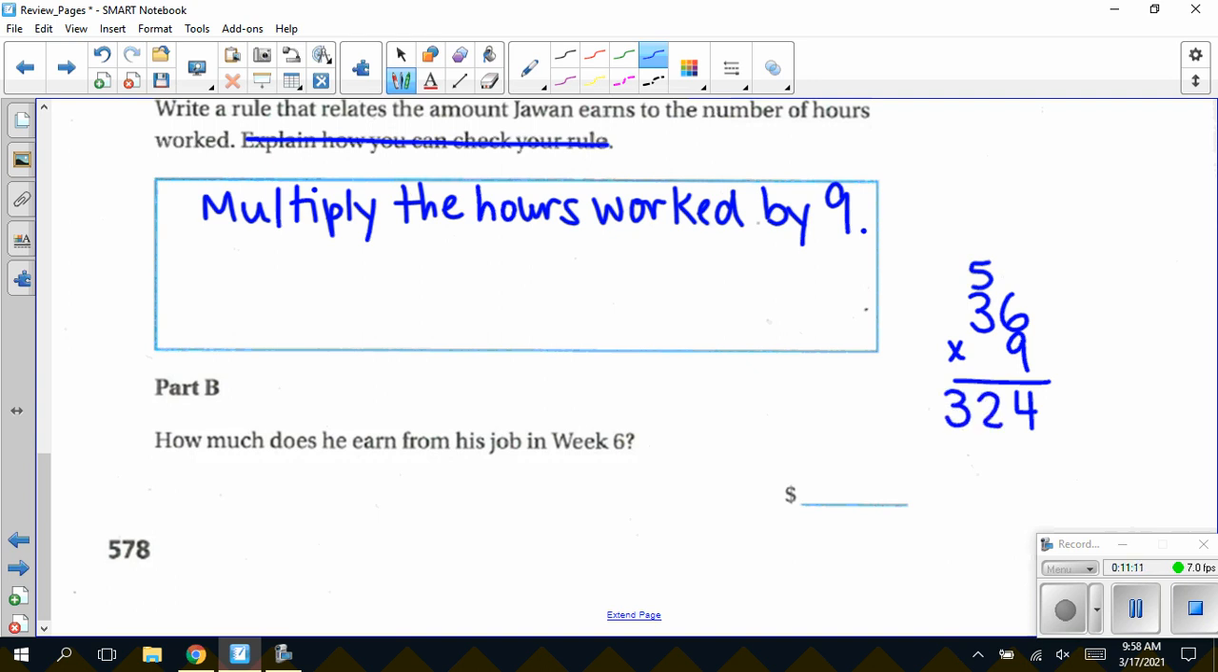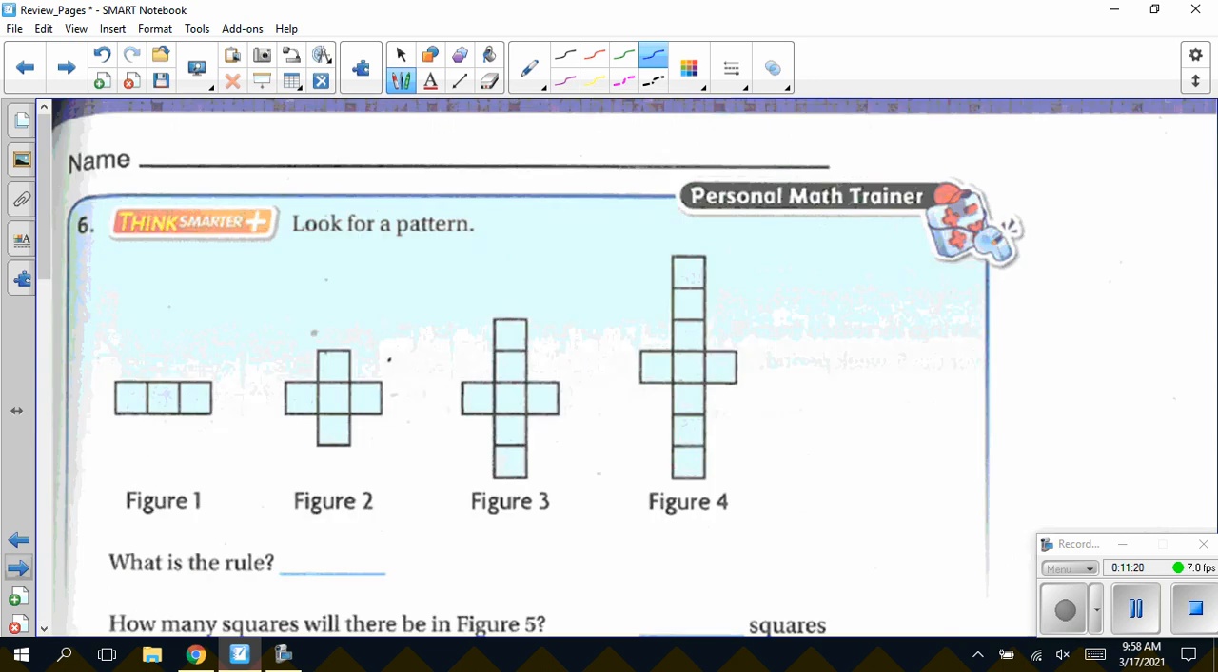So we have $324 for his week 6. Moving on to the next page.